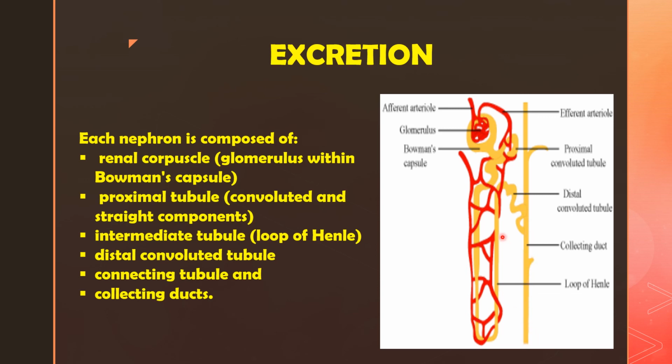One more time I am showing you. This is the glomerulus. This is Bowman's capsule. This one is the proximal convoluted tubule. This one is the distal convoluted tubule. This is the loop of Henle. And these are the collecting ducts and connecting tubules. So these are the parts of the nephron.